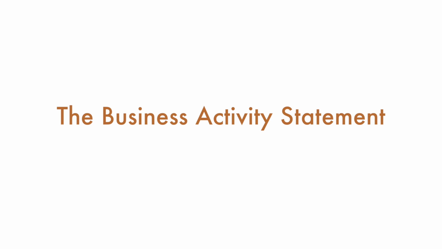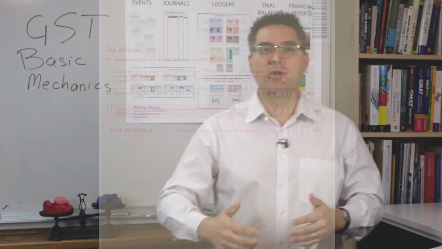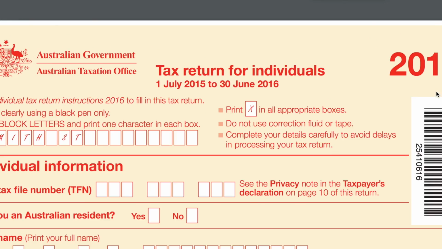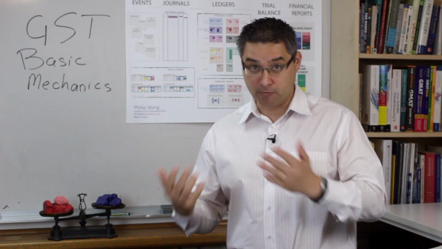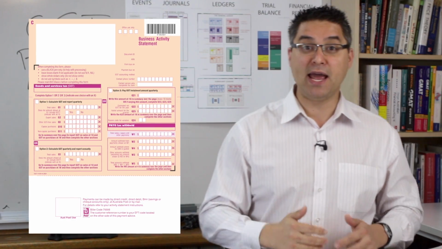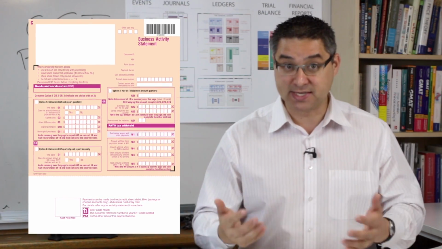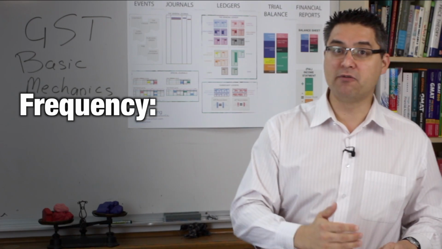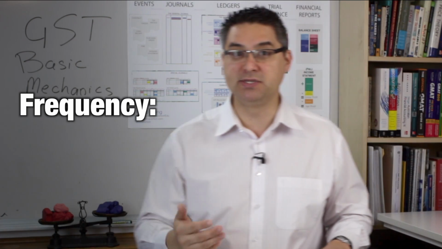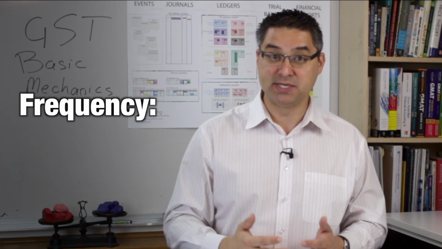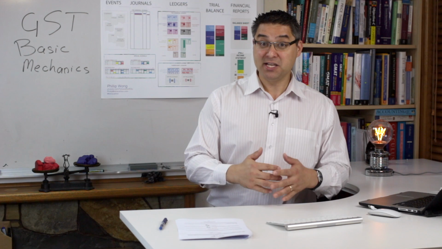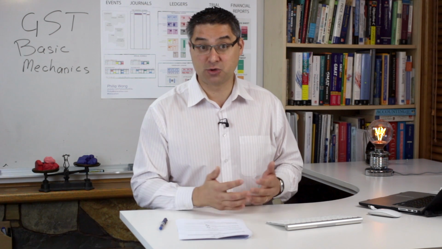The business activity statement. In the same way that you report earnings for income tax by filling out an annual income tax return, enterprises who are registered for GST will need to fill out a separate form called the Business Activity Statement, commonly known as a BAS. The frequency of a BAS lodgement will depend on the size of the business, but some of the options are annually, quarterly, and monthly. Quarterly registration is the default option, and it is by far the most common in Australia.